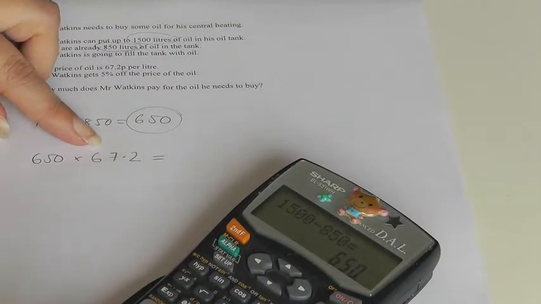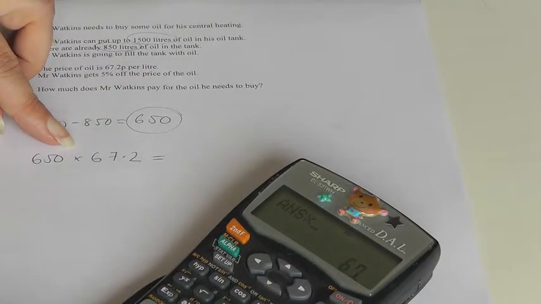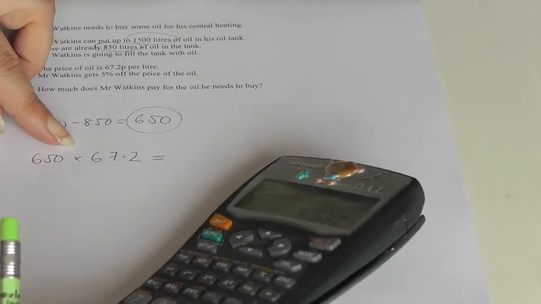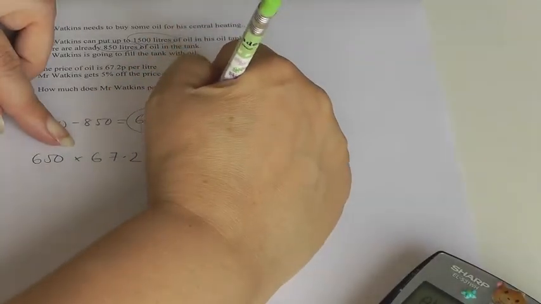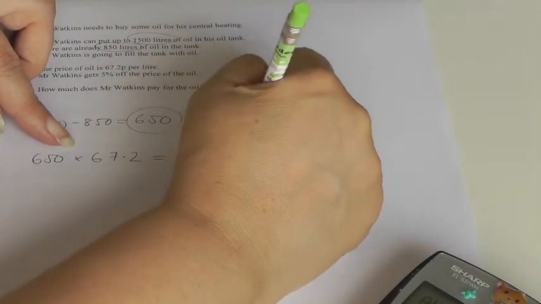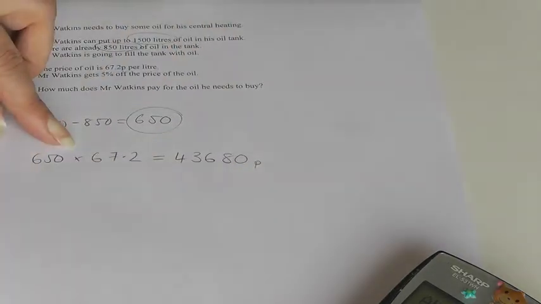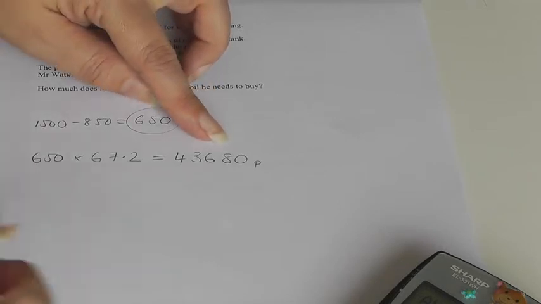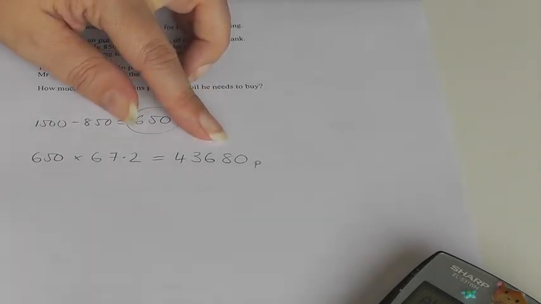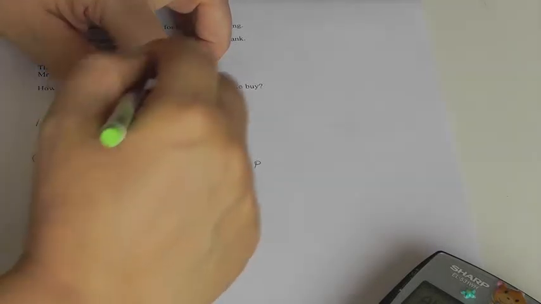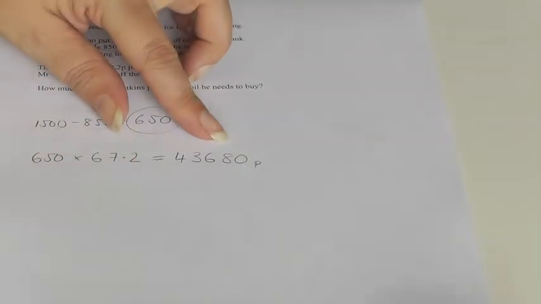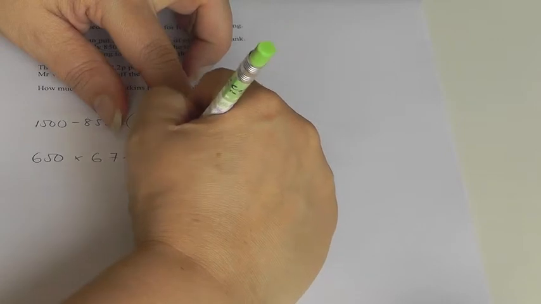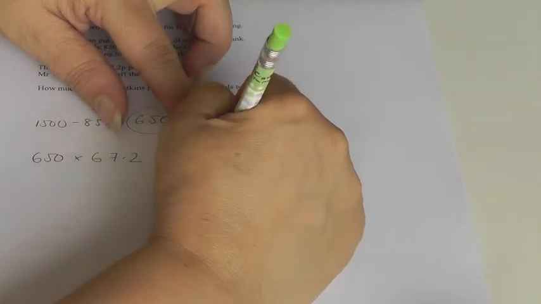So if I do leave it like that, 650 times 67.2 gives me the answer of 43,680 pence. Remember, there are 100 pence in every pound, so if I want to convert this back into pounds and pence, I just need to divide it by 100. So my answer is £436.80.